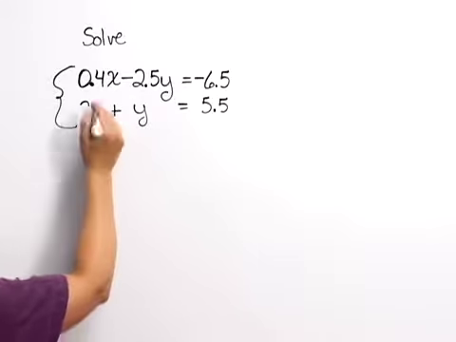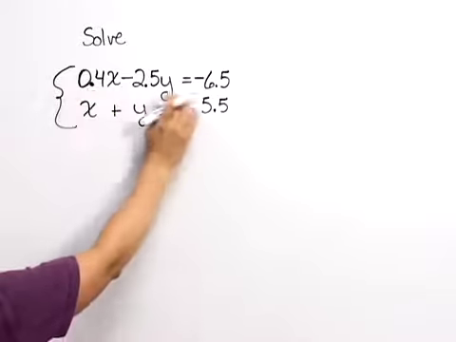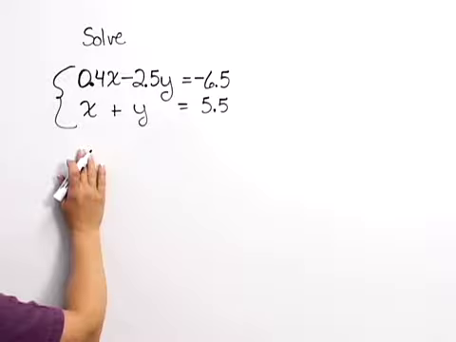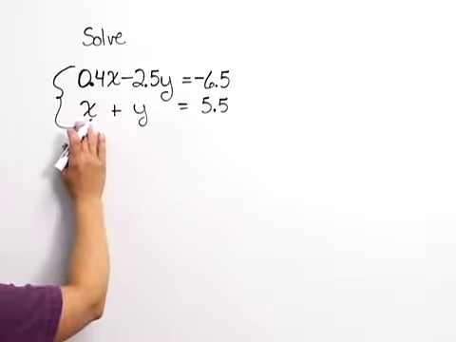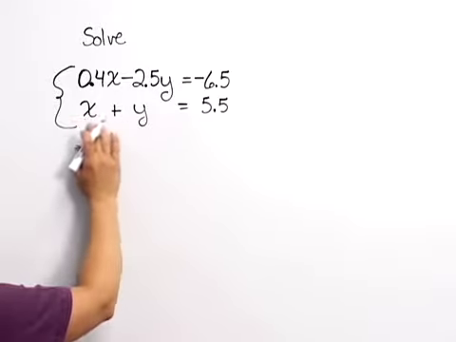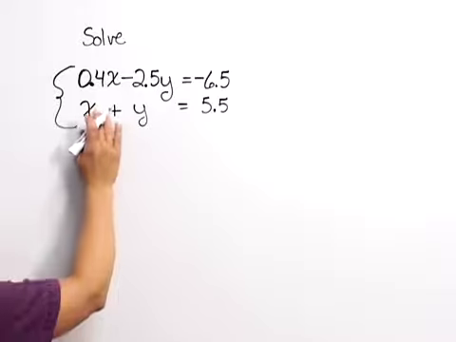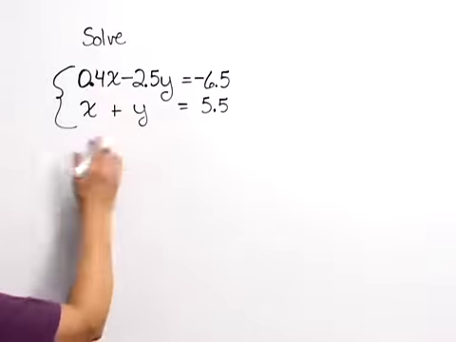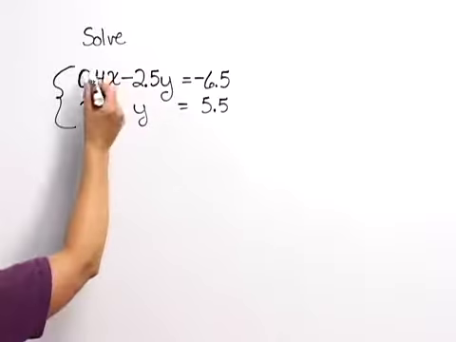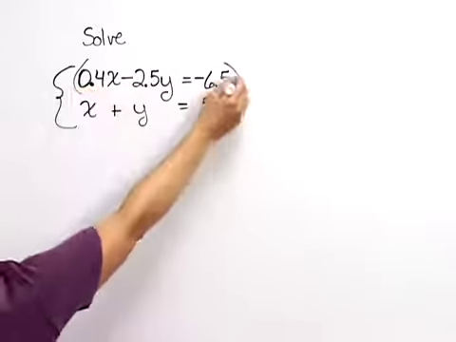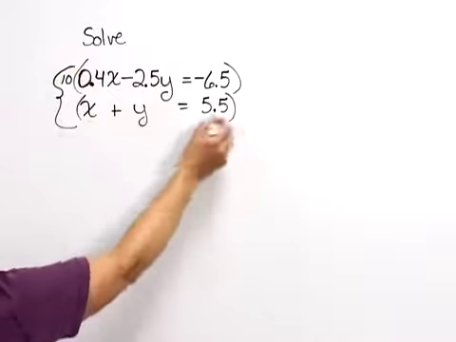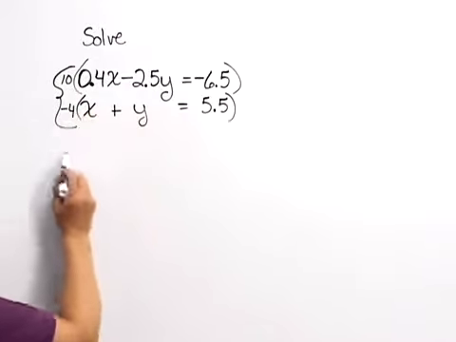To do that, if we multiply this top equation by 10, the x would turn into a 4. If we do that, then we could multiply the bottom equation here by -4 to make it so we have a 4x and a -4x. That would make it so the x's would eliminate when we add them. So let's go ahead and multiply the top equation by 10 and the bottom one by -4.